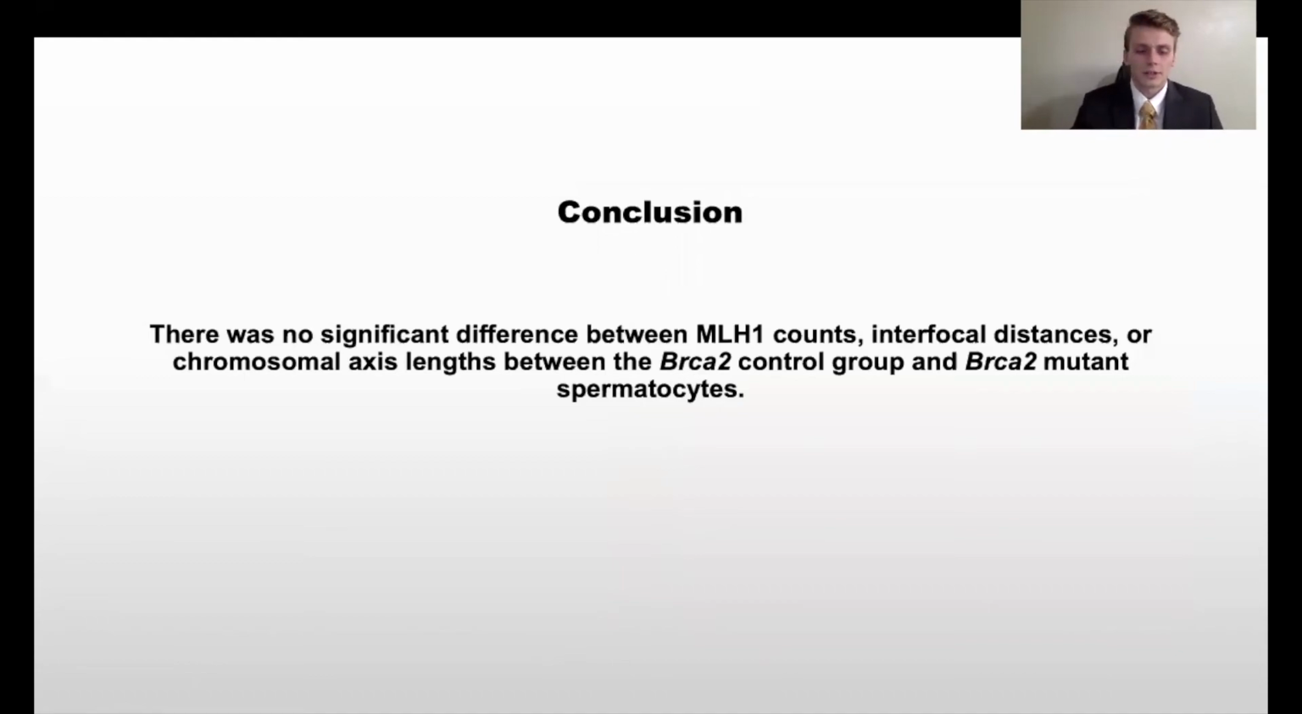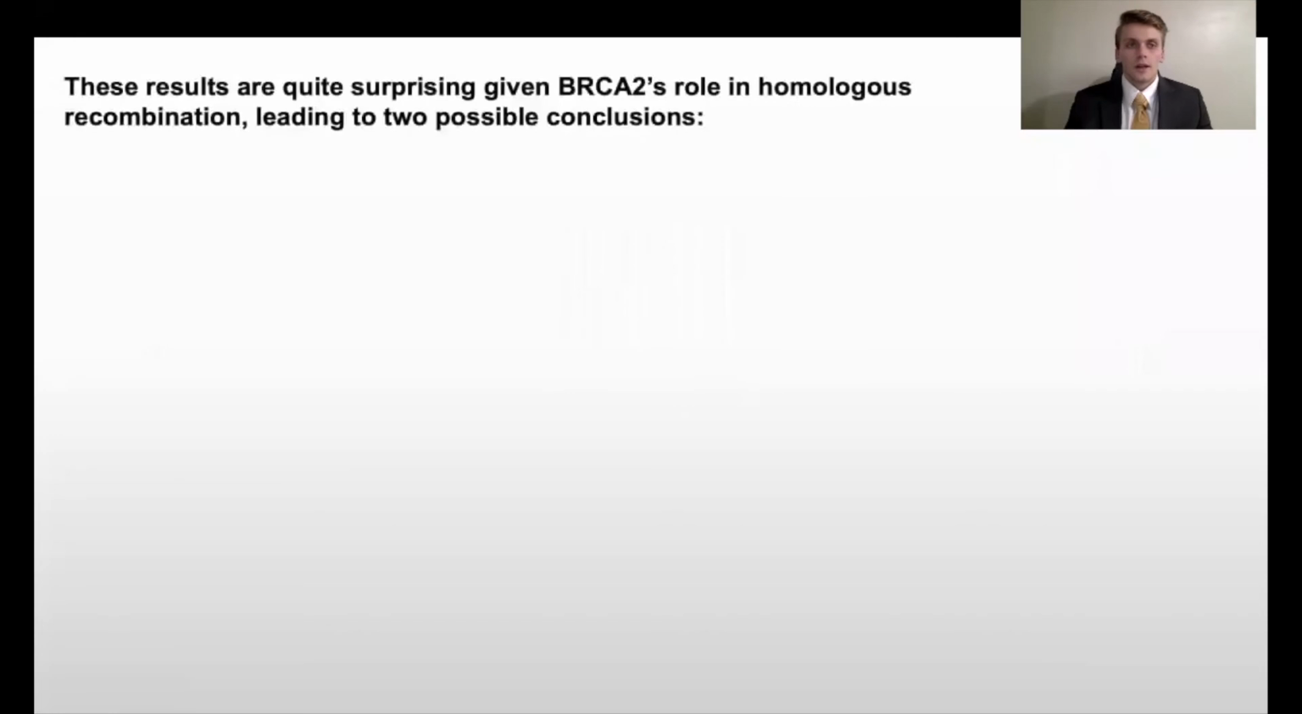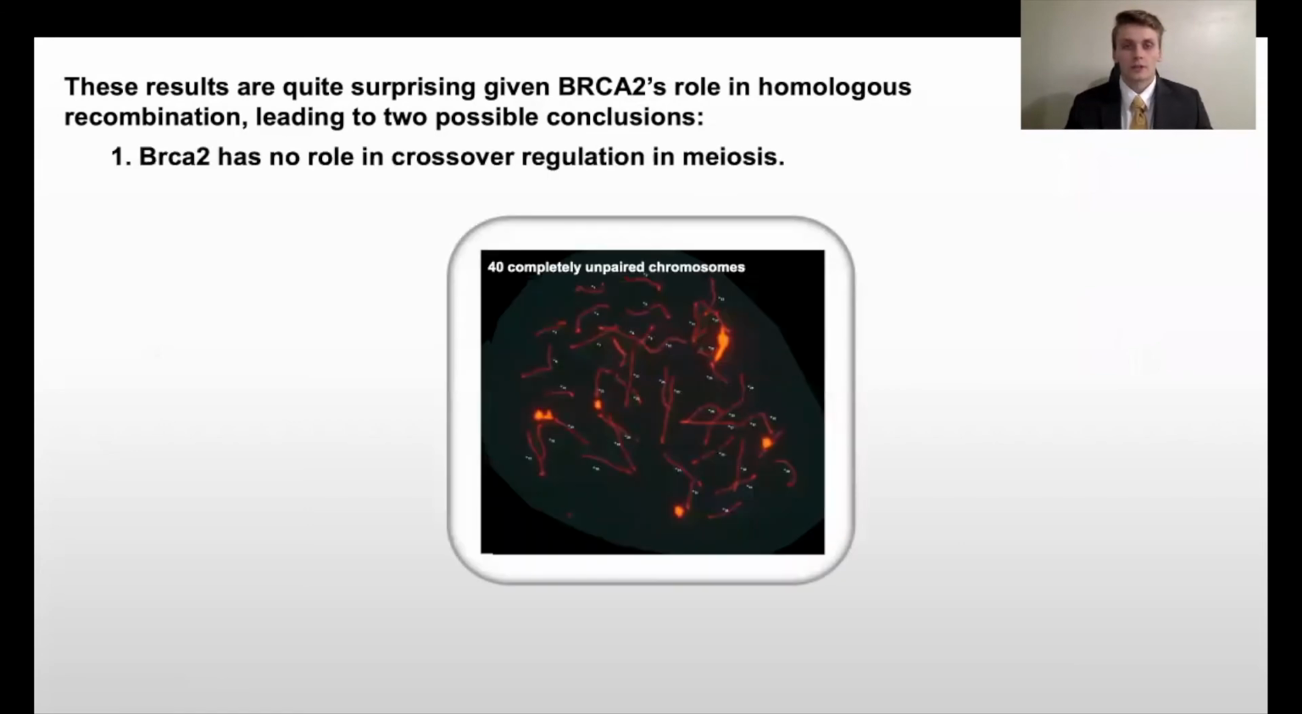Given BRCA2's role in homologous recombination, these results are quite surprising. The data thus far did not give us any significant evidence for BRCA2's role in crossover regulation or formation. However, as good scientists do, we need to contrive some possible explanations for the lack of difference between the mutant and control groups. One option that we can simply conclude is that BRCA2 has no role in meiotic crossover formation or regulation at all.